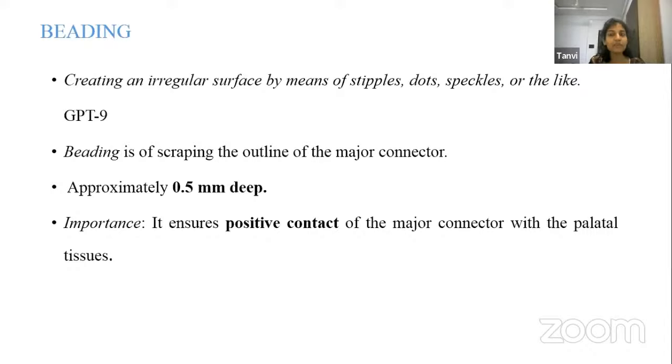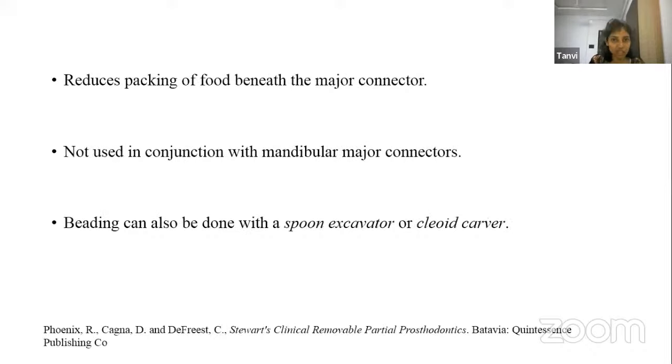It is basically done for the major connector which is to be used, and they can be done with the help of the end of the round bur tool. They are approximately 0.5 millimeter deep. Why are they significant? They ensure a positive contact of the major connector with the palatal tissues. They prevent packing of food between the major connector and the soft tissues, and they are usually not used in conjunction with the mandibular major connectors.